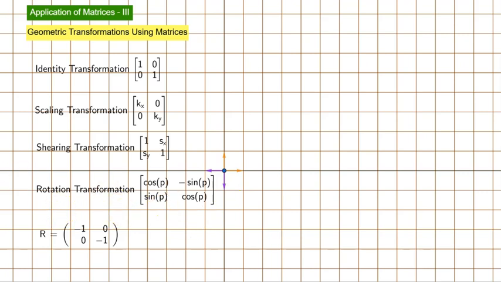Now let's look at translation transformation. For identity, scaling, shearing and rotation transformations, we had 2 by 2 matrices. But for translation transformation, we require a 3 by 3 matrix. Why? Mainly because in all of these cases, the origin remains fixed. Whereas in case of translation, the origin is also supposed to move. So that is why we require a 3 by 3 matrix.